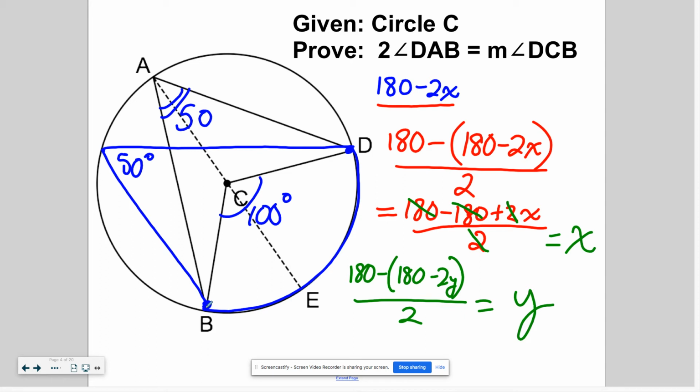Now you can also see that the two inscribed angles are the same, which we've proven already. That's a different proof that we did. And then this would be 50, and no matter where you put it, it's always going to be half the size.